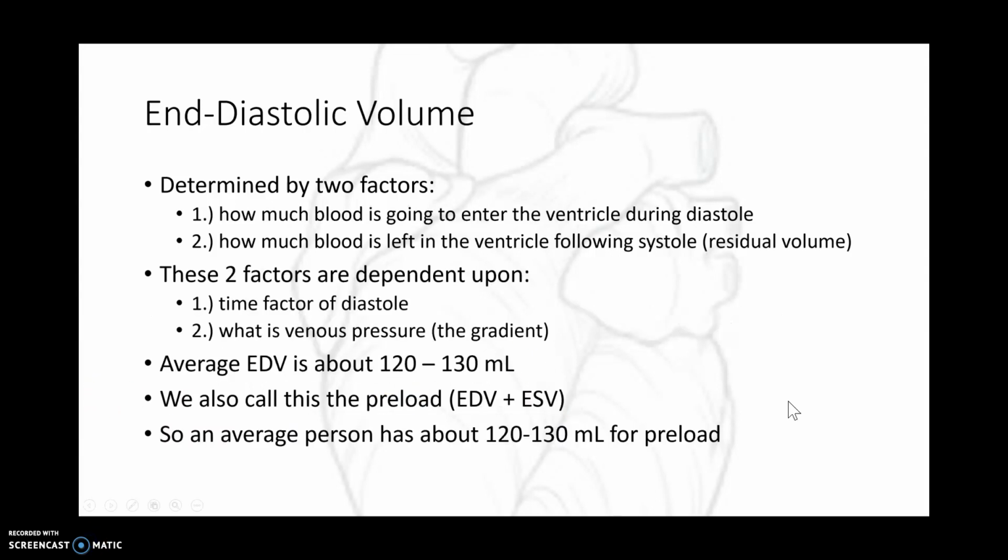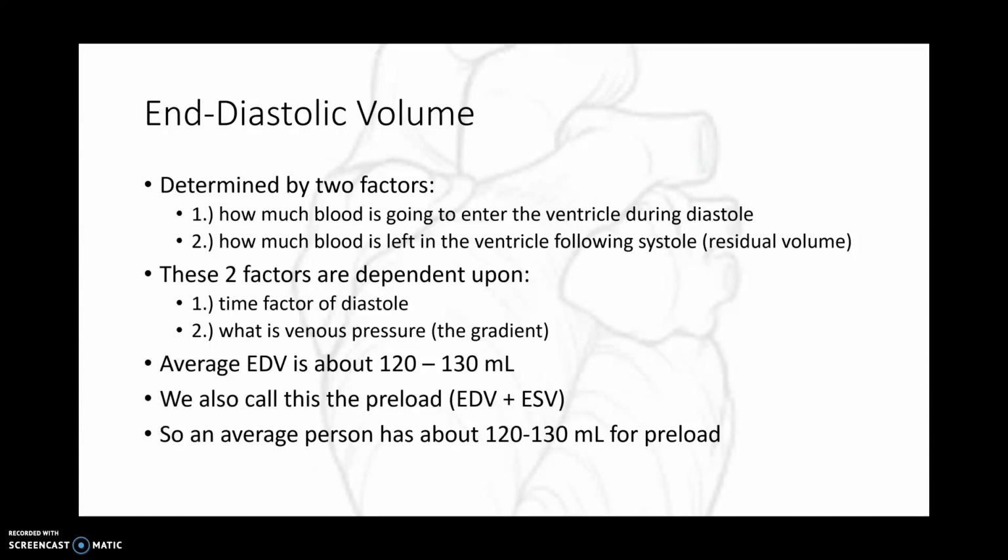Okay, so let's talk about end diastolic volume. End diastolic volume is determined by two factors as well. Like we just talked about, how much blood is going to enter the ventricle during diastole, so how much time we have, and how much blood is left in the ventricle following systole, our residual volume. So again, after each ejection, we're still going to have a residual volume in that ventricle. Those two factors are dependent on, one, a time factor of diastole, and two, venous pressure, the gradient. So that's important. The average end diastolic volume is about 120 to 130 milliliters.